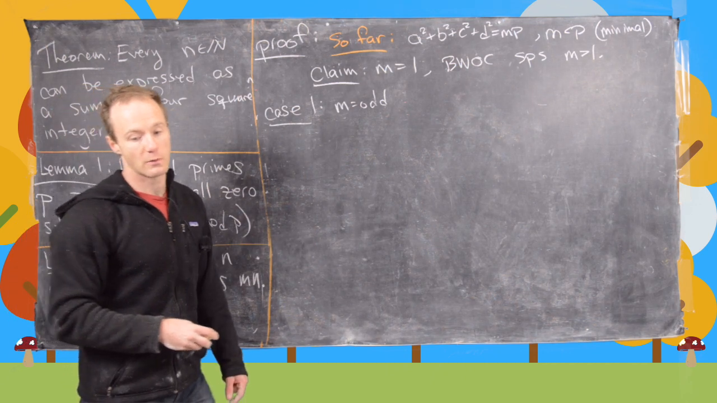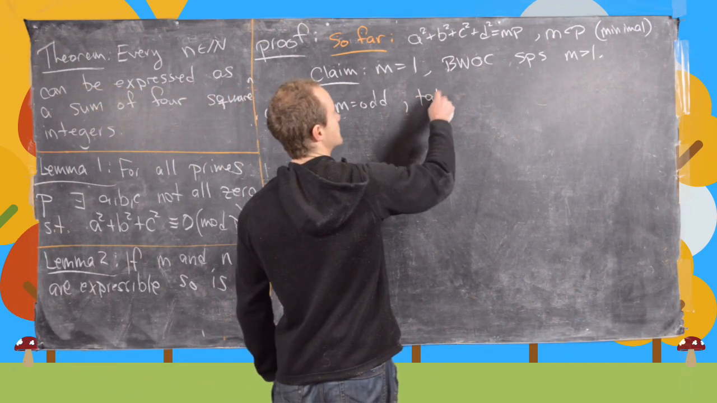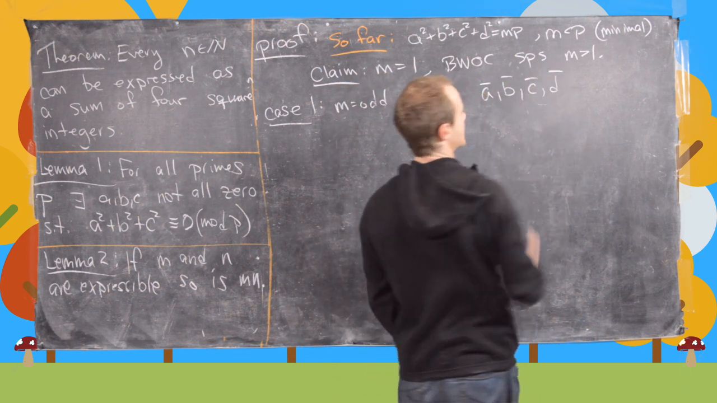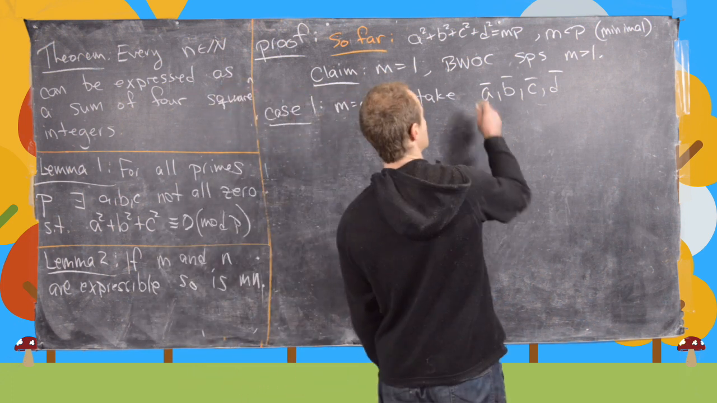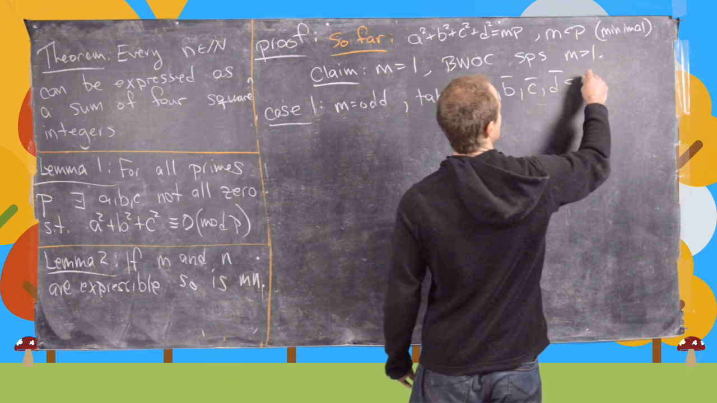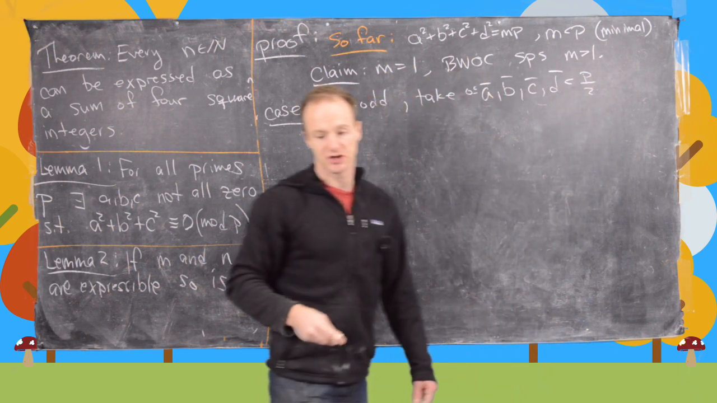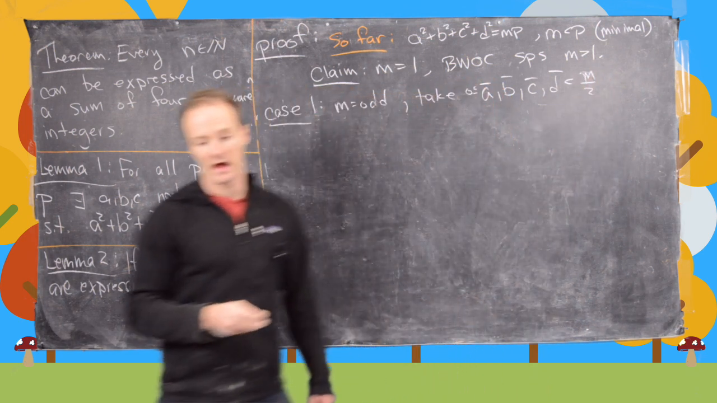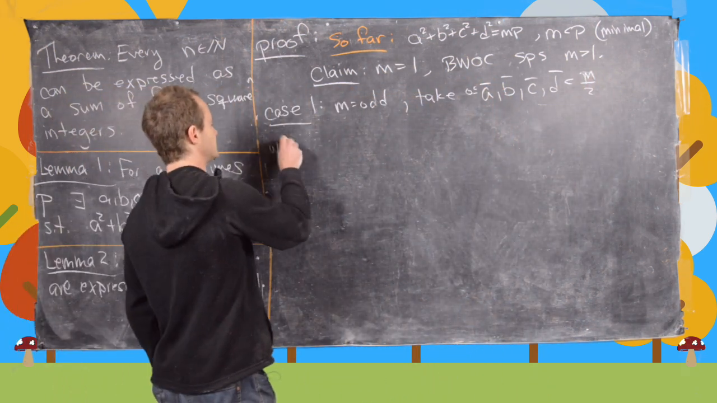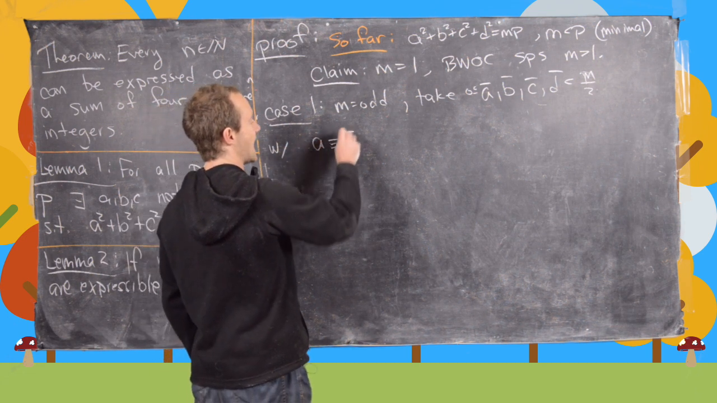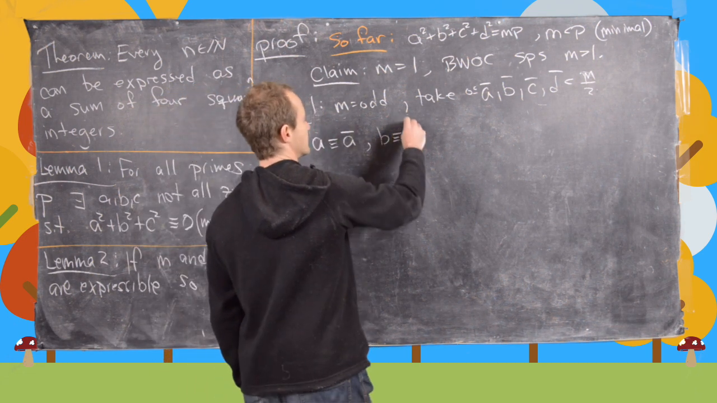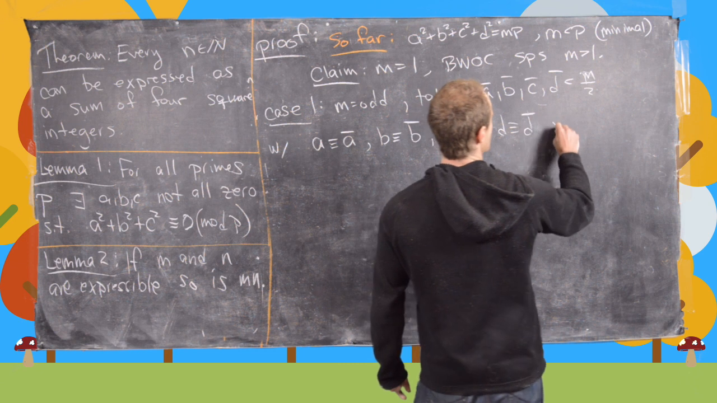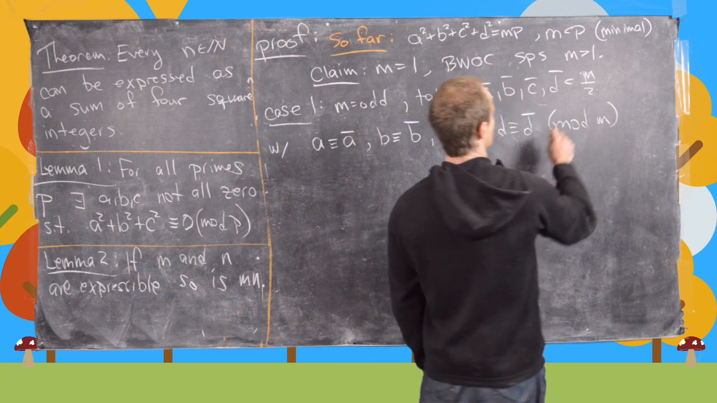Okay, so now what we'll do is take this a hat, b hat, c hat, d hat, and we're going to take those between 0 and m over 2, just like we did before, with a congruent to a hat, b congruent to b hat, c congruent to c hat, and d congruent to d hat. And this is all working mod m.